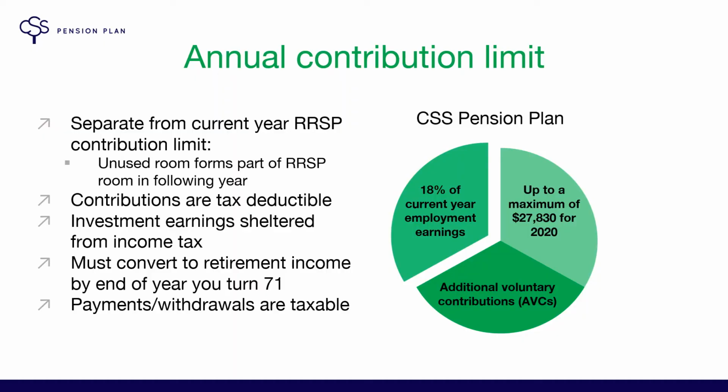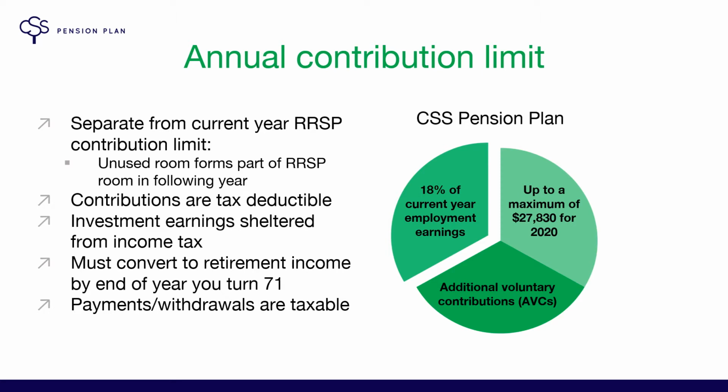As a registered pension plan, or RPP, that is a defined contribution pension plan, the Canada Revenue Agency sets a limit on how much can be contributed to the CSS Pension Plan. If you are an active member, someone who is currently working for an employer member and contributing to the plan, the maximum you and your employer can contribute combined in 2020 is the lesser of 18% of your current year's employment earnings and $27,830. If you and your employer are not contributing up to your contribution limit, you can make extra or additional voluntary contributions to take you up to your limit if you wish.